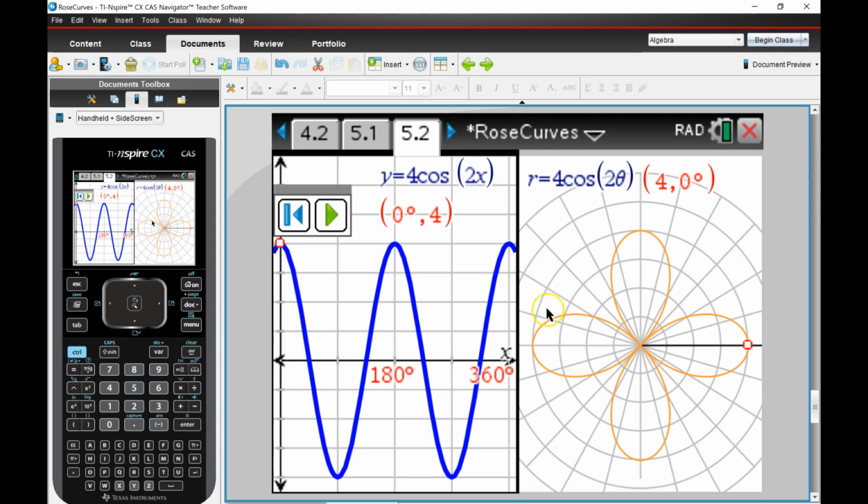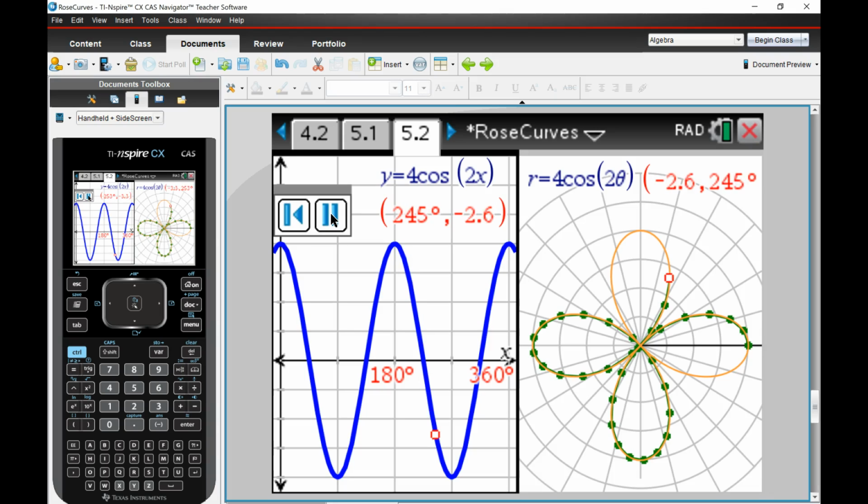So take a look at this. Here we have cosine. So look at what's happening. This is half a petal until pi over 2. Now we're at pi over 2, now we're at pi, 3 pi over 2, and finally 2 pi.